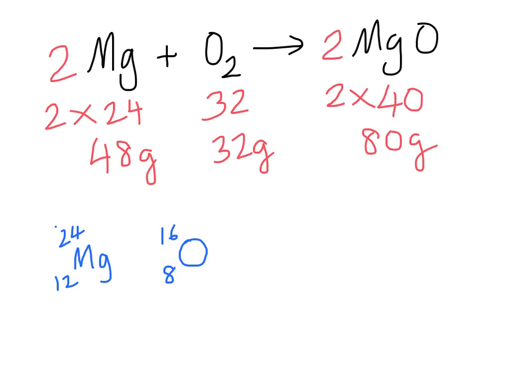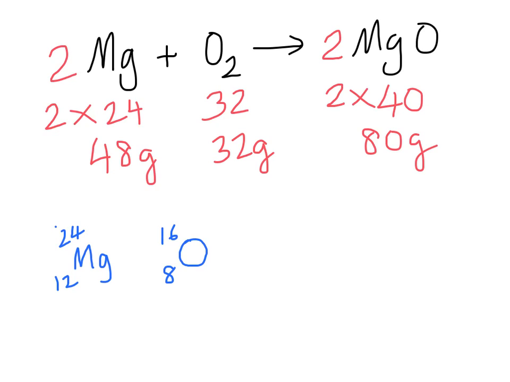What this means is, if you have 48 grams of magnesium, you will need 32 grams of oxygen to completely react with it, and you will also be able to predict that you will get 80 grams by reacting these two substances, magnesium and oxygen. If you have 48 grams of magnesium and 32 grams of oxygen, you will get 80 grams of magnesium oxide. This is what makes balanced symbol equations very, very useful.